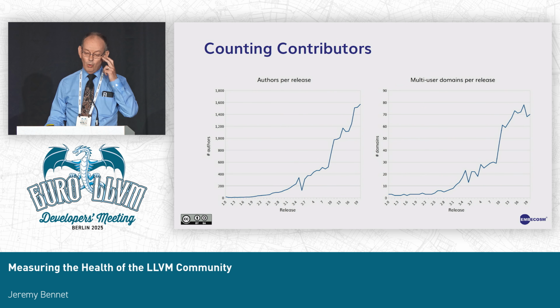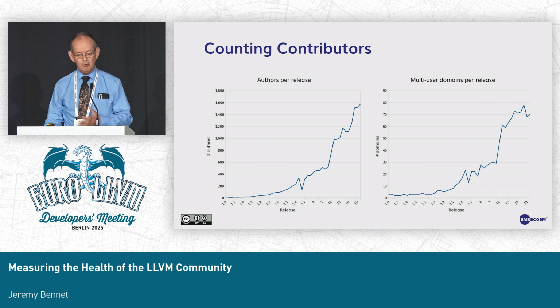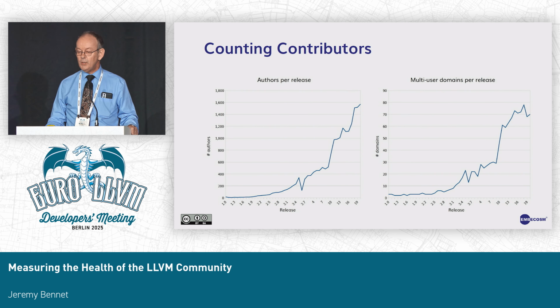So we can look at the authors per release, and we can see a steady increase, nearly 1,600 authors in the last release of LLVM, and we can look at how many user domains, and it's steadily gone up over the years. It's been stable the last few releases, sitting at around 70 different unique multi-user domains. They're probably companies.